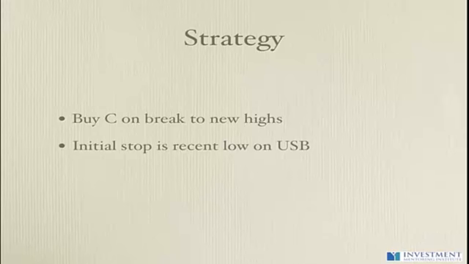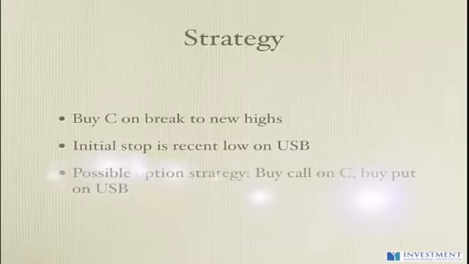Another way is, let's think about using options. So another possible option strategy is, what if we bought a call on C and bought a put on USB? Now, right now, this is a good strategy because options on Citibank and USB are cheap. We want to be a buyer of options right now. We do not want to be a seller of options in these.